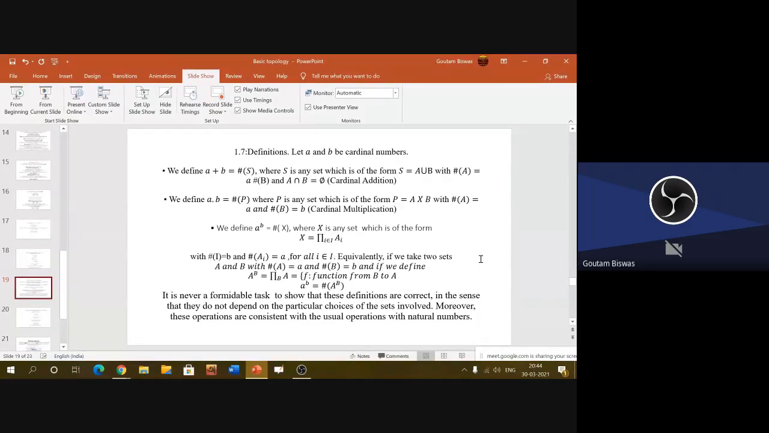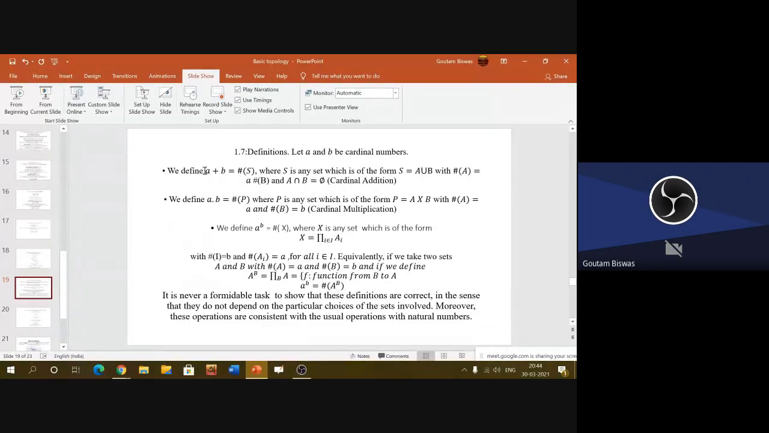Equivalently, if we take two sets A and B with cardinalities, and if we define A to the power B as the set of functions from B to A, then A to the power B is equal to the cardinality of A to the power of the cardinality of B.